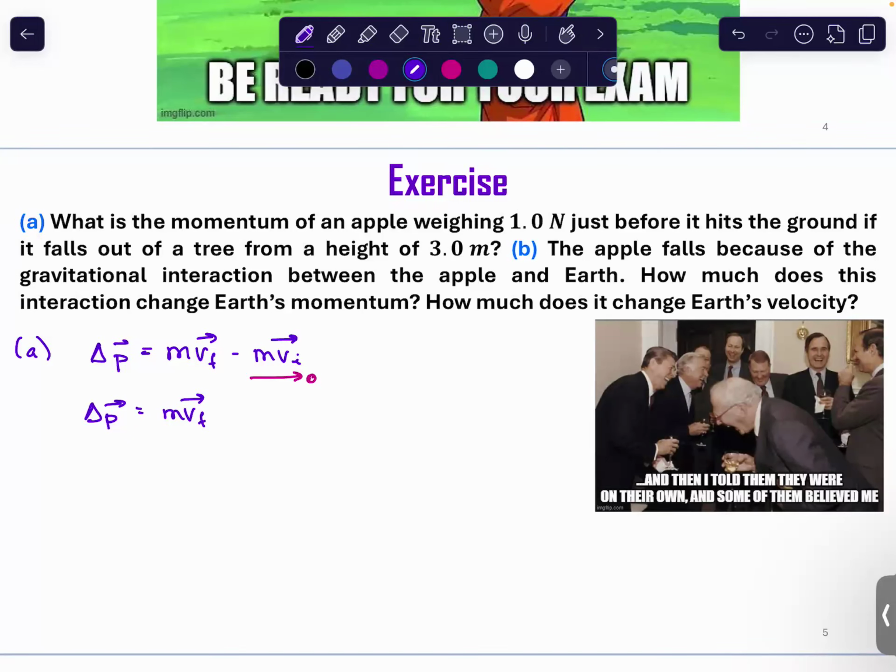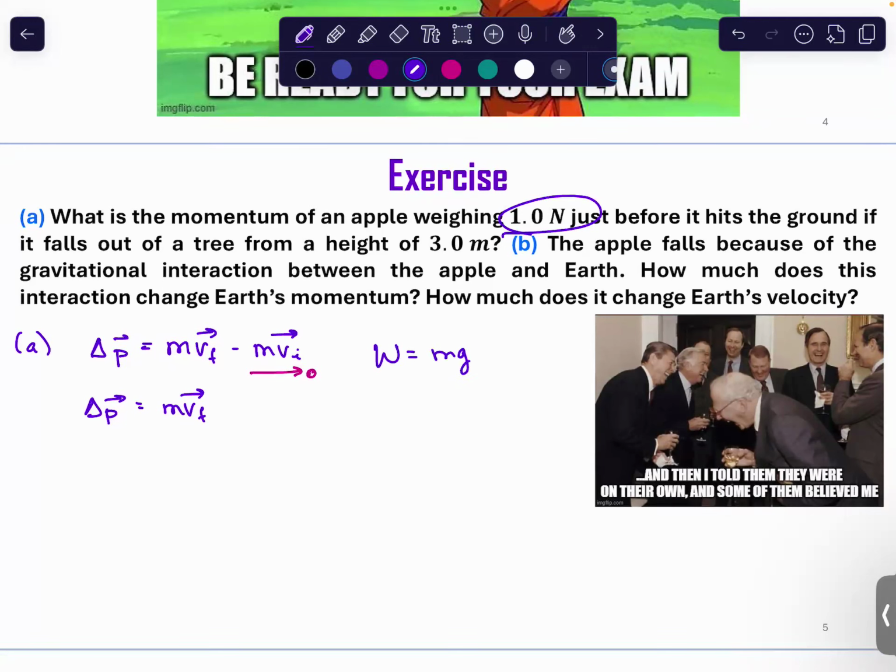So what's this number here? Newtons, and that's the weight of the apple, and that equals mg. The first thing I can do is, well, the mass of the apple is going to be the weight, 1 Newton, divided by gravity, 9.8 meters per second squared. This is going to be 0.102 kilograms. Now, what about the final velocity?